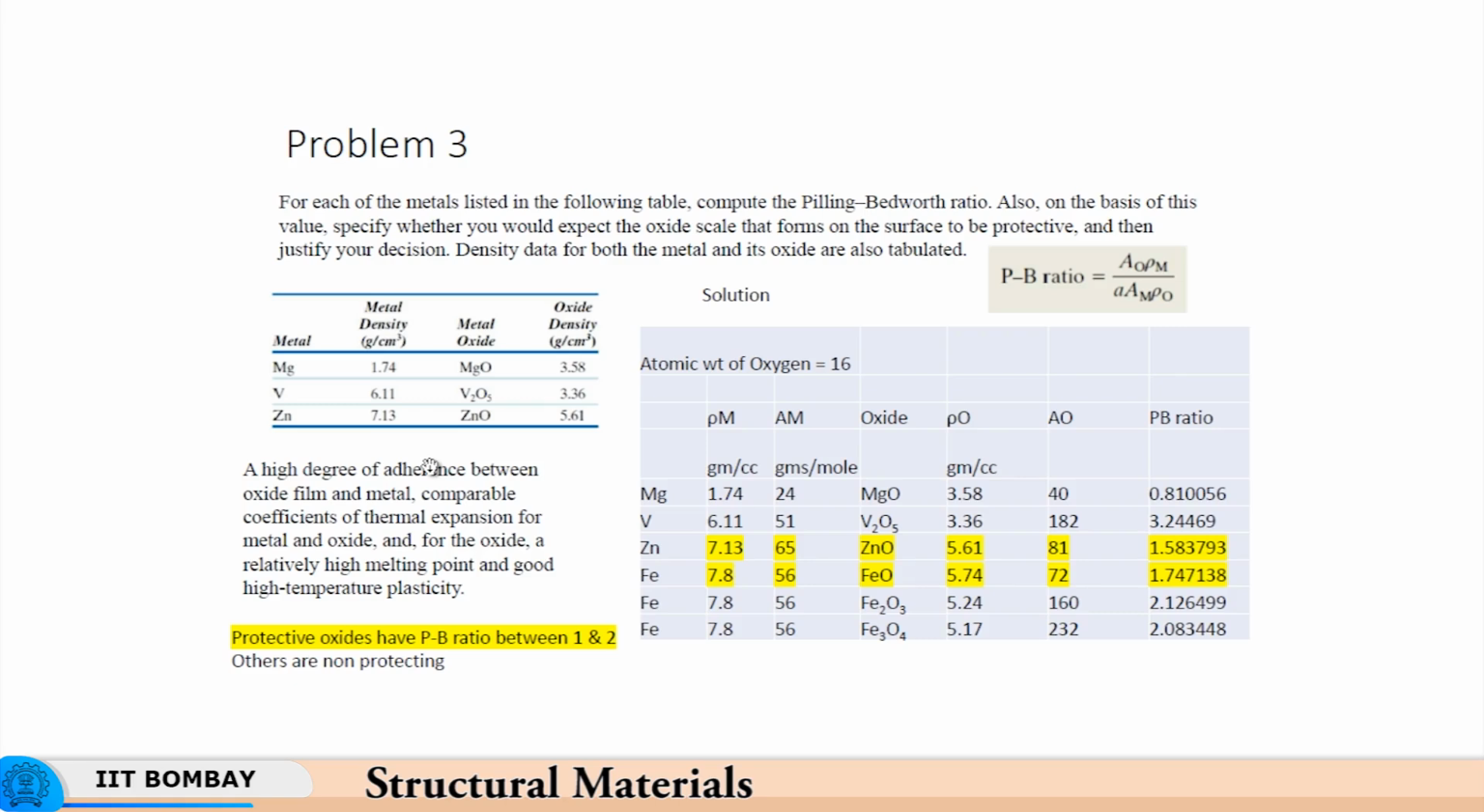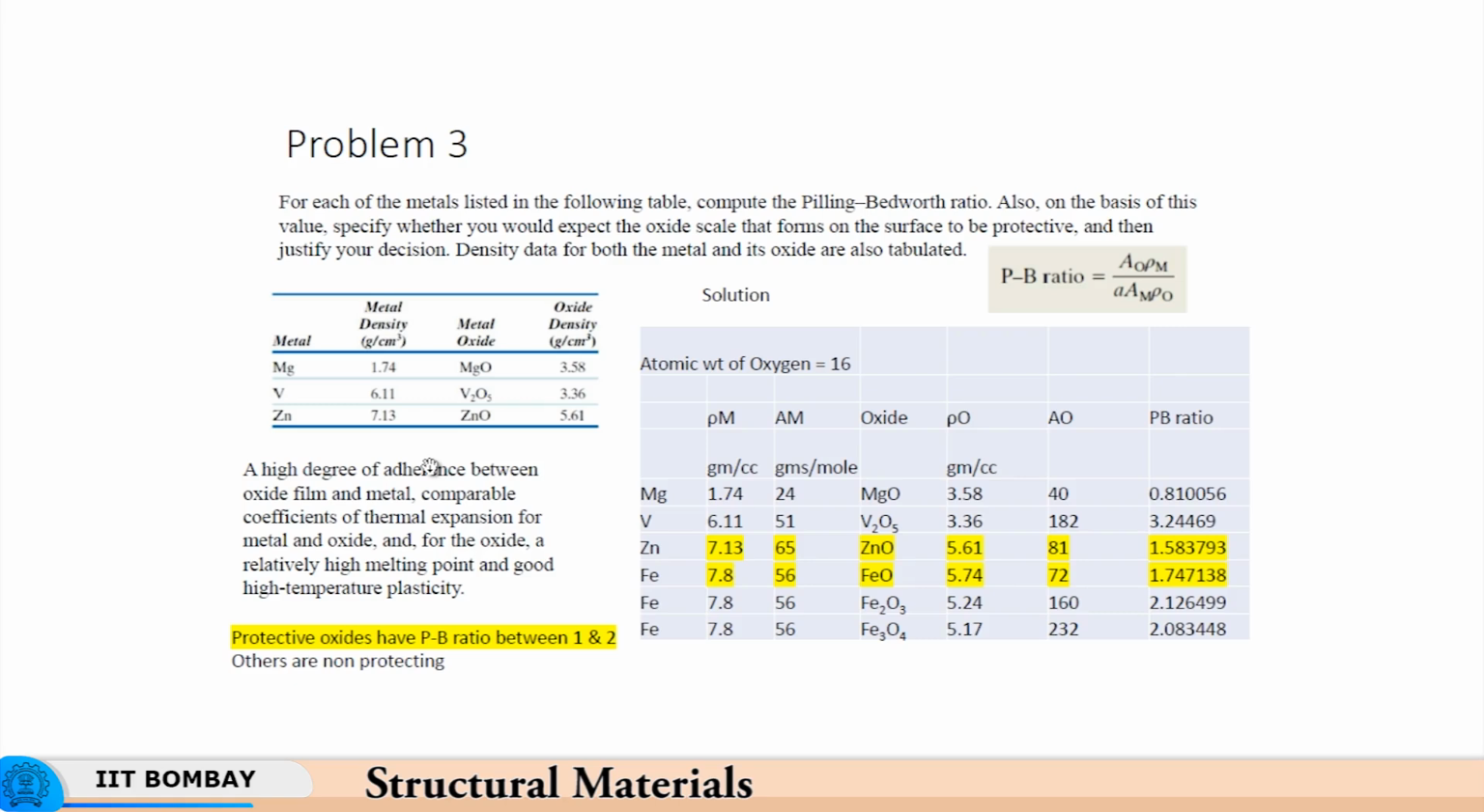Now, if we calculate the Pilling and Bedworth ratio for magnesium oxide, you have A_O into rho_m, the atomic weight of oxide into the density of metal, 1.74, divided by A_m upon rho_O. A_m is the atomic weight of metal, 24, and rho_O is the density of the oxide, so 3.58. Rho_O is not 0, it is O. So, rho_O is the density of the oxide.